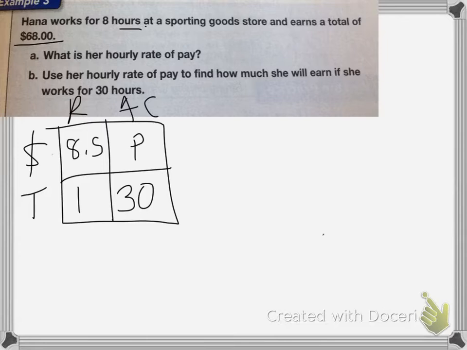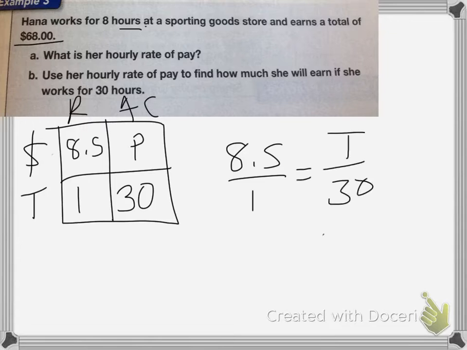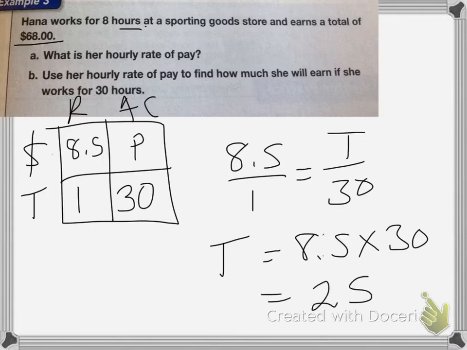So make my proportion, then do cross products. 8.5 over 1 equals T over 30. I end up with T equals 8.5 times 30. Multiply 8.5 times 30, and I get 255. So she gets $255 for working 30 hours.